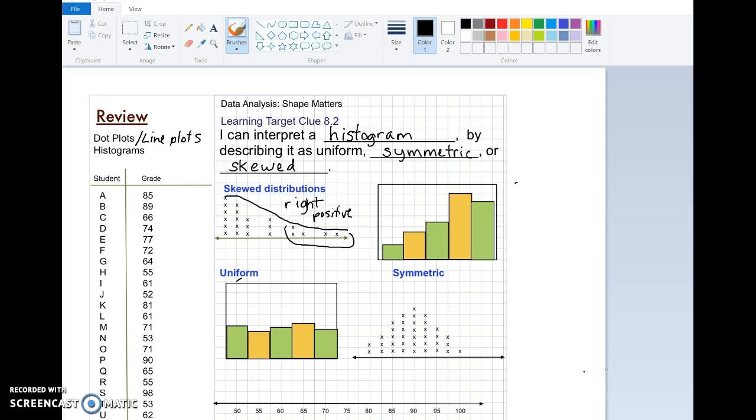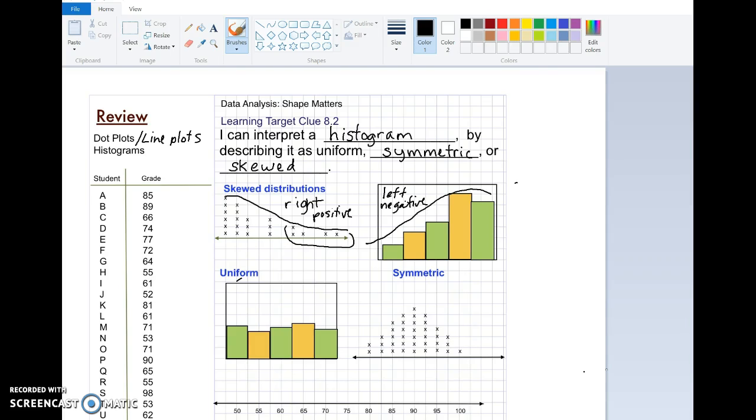Okay? And then we can do the same thing with a histogram. Again, we look for the tail, and you can see that it's skewing to the left, or you could say negative. So skewed means that it's kind of sliding off. There's a tail on one side or the other. And that usually means that the median, the middle number, is going to be more towards the fat side, not towards the tail side. It's moved over in the opposite direction of where it's skewed. So that's skewed.